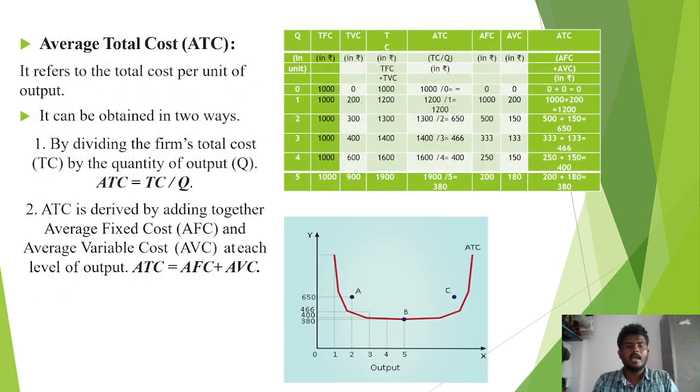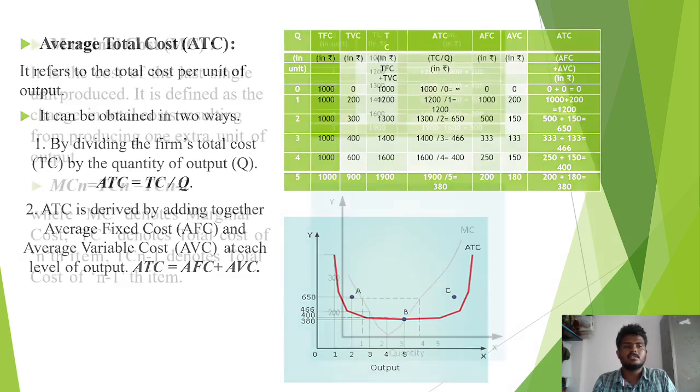Average total cost. Average total cost is nothing but the cost per unit of the output. It can be obtained in two ways. Average total cost is equal to total cost divided by quantity is one method. Another method is adding the average fixed cost and the average variable cost. We can obtain the average total cost.